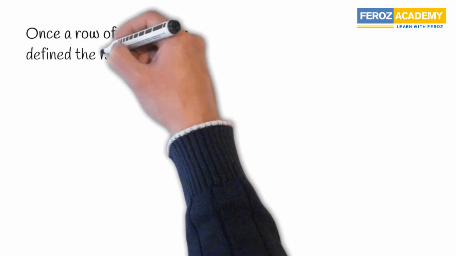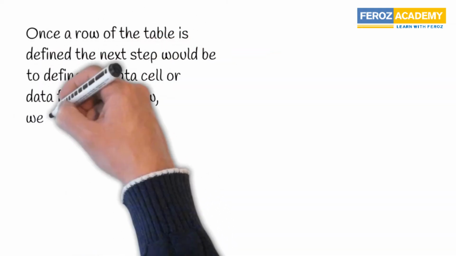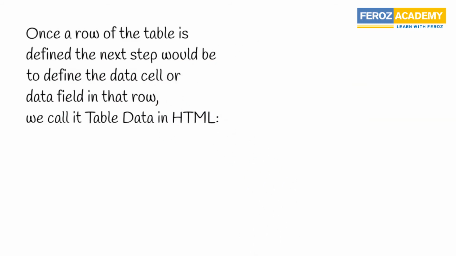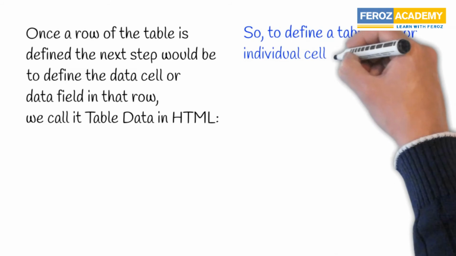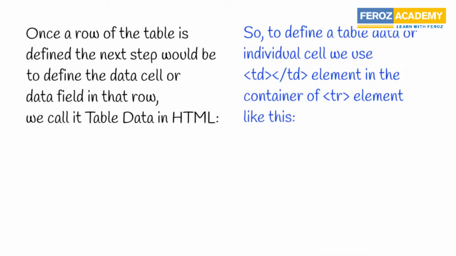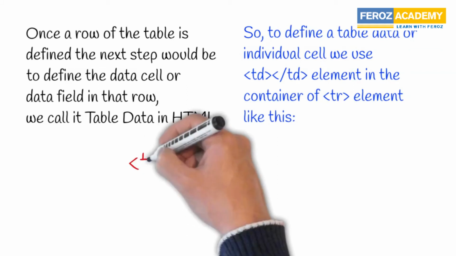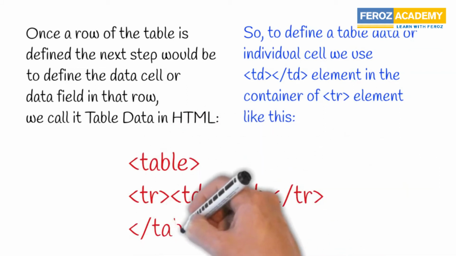Once a row of the table is defined, the next step would be to define the data cell or data field in the row. We call it table data in HTML. So, to define a table data or individual cell, we use the TD or table data element in the container of the table row element like this.